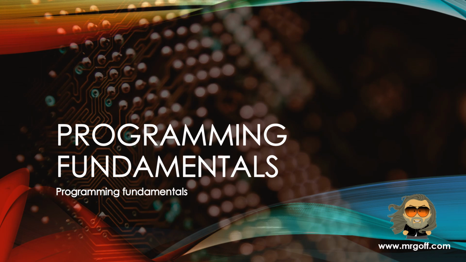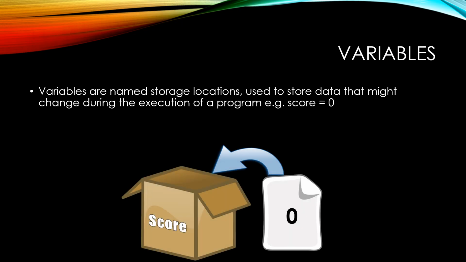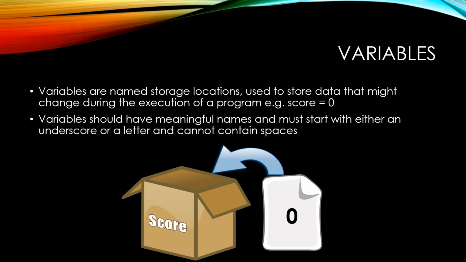This video will focus on programming fundamentals. Variables are named storage locations used to store data that might change during the execution of a program. For example, a variable score might start with a value of 0 and change during the execution of the program. Variables should have meaningful names. That is, a name that makes you understand what is likely to be stored in it. They must also start with an underscore or a letter and cannot contain spaces.